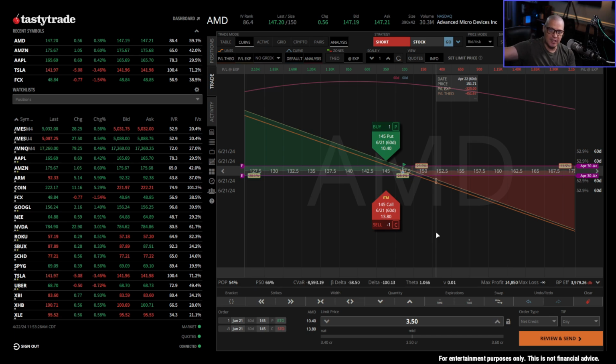But you add either the debit you paid for the synthetic long, or you add the credit you received for the synthetic short, and that gives you your break-even point.